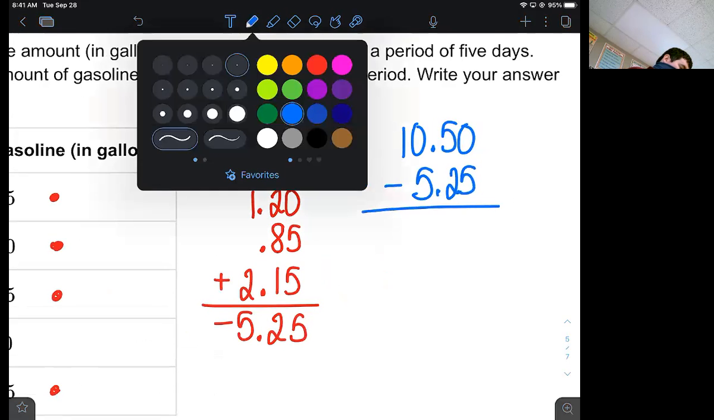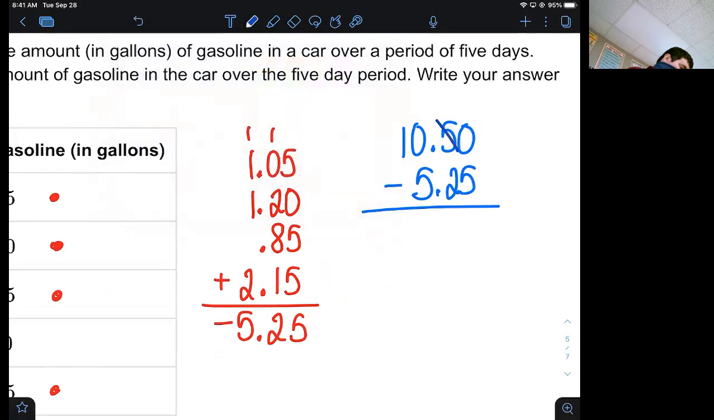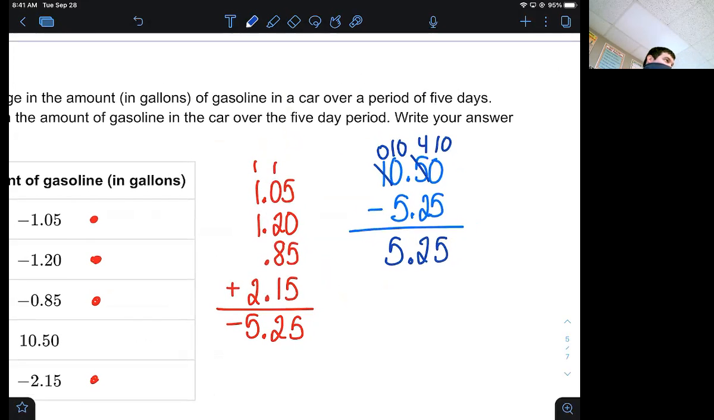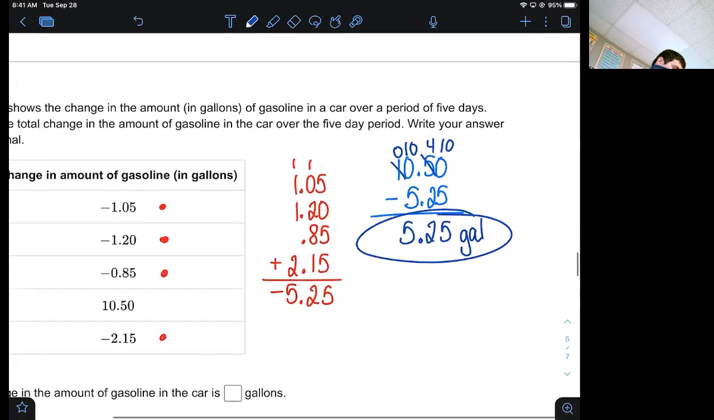Can't do 0 minus 5, but we can borrow, make it 10 minus 5. What's 10 minus 5? 4 minus 2? 10 minus 5? Okay, so 5.25, and then it's a story problem. What was I talking about? Gallons, and you can abbreviate gallons, GAL. And that's going to be positive because I put in more gas on Thursday than what I actually used.